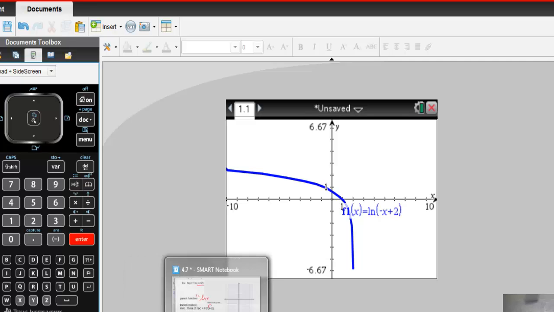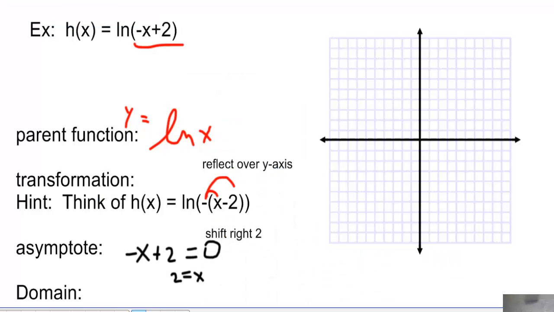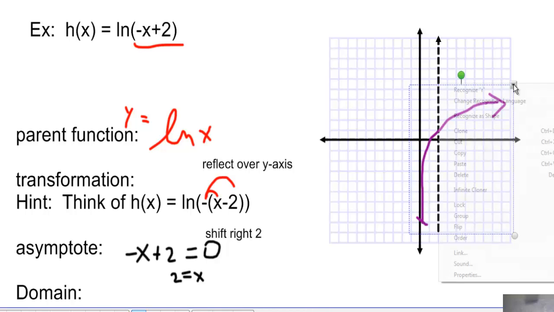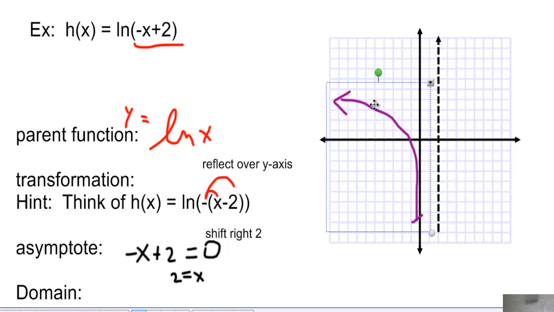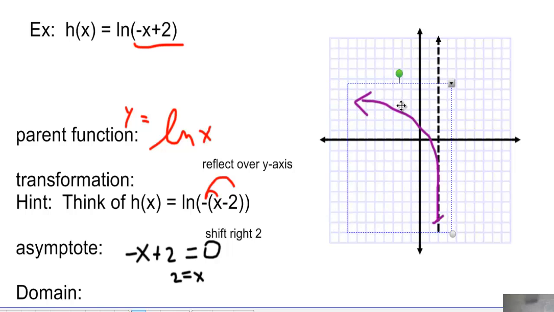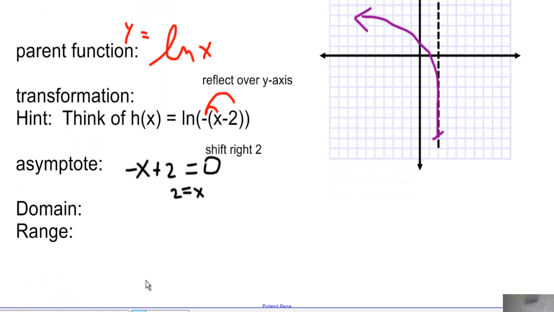So on our graph, if we were going to graph that here, we could graph the vertical asymptote here, and our parent function was looking something like this. We want to reflect it over the y-axis like this, and then shift it 2 units to the right. So the graph is going to look something like this. All right, domain here would be negative infinity up to positive 2, and the range would be still negative infinity to positive infinity.